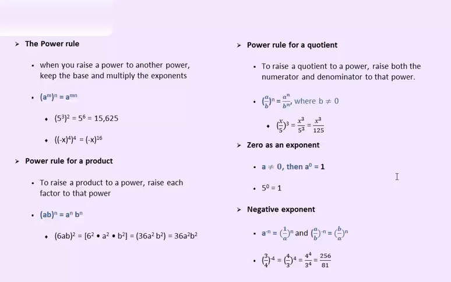A simple rule to remember is 0 as an exponent. When we have any base to the 0 power, our product will always be 1, no matter what the base is. When we have a negative exponent, for example, if we have 3 over 4 to the negative fourth power, we can take the reciprocal of our fraction, which would result in 4 over 3 to the fourth power. Then by applying the power rule for a quotient, we can get 4 to the fourth power over 3 to the fourth power.